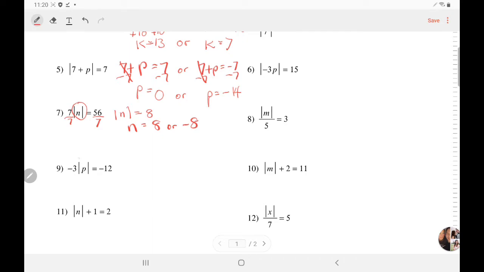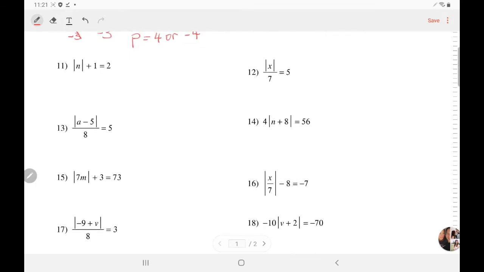Likewise, in number 9, you want to isolate the absolute by getting rid of negative 3, which is being multiplied to absolute p. Opposite of multiply is to divide. So the negative 3's cancel. You have isolated your absolute p. Negative 12 over negative 3 is positive 4. So now that it's isolated, we split. P is either 4 or negative 4.